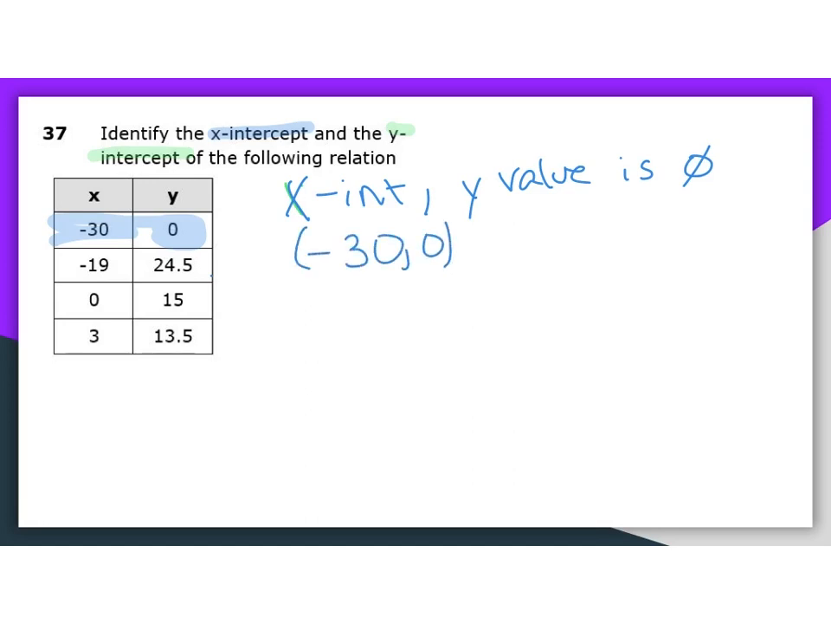The second part is asking us to identify the y-intercept. The y-intercept is going to be wherever the x value is 0. So I come back and I look at the table. Under the x column, here's my 0, which means 15 is going to be the y-intercept. So I can go ahead and write that as 0, 15.